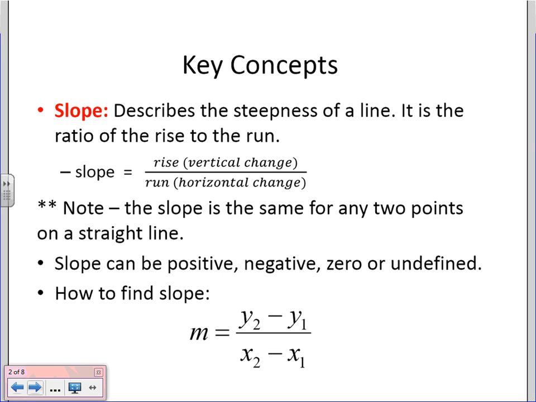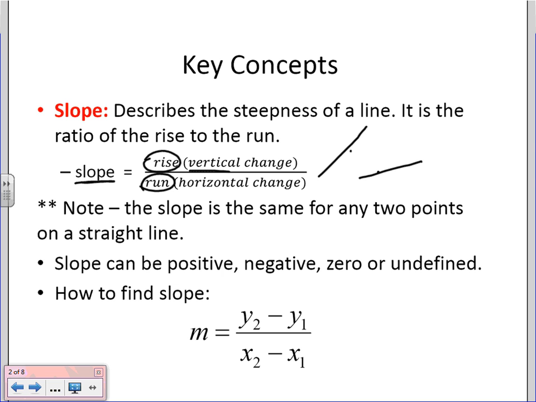And slope describes the steepness of a line. It is the ratio of the rise to the run. So you can think of slope like the roof of your house. You can have a really steep roof, or you could have maybe a not so steep roof. You can think of that line of your roof being really steep or maybe not as steep. These are both steepness of a line. Okay, so we look at slope, and it's the rise over the run.